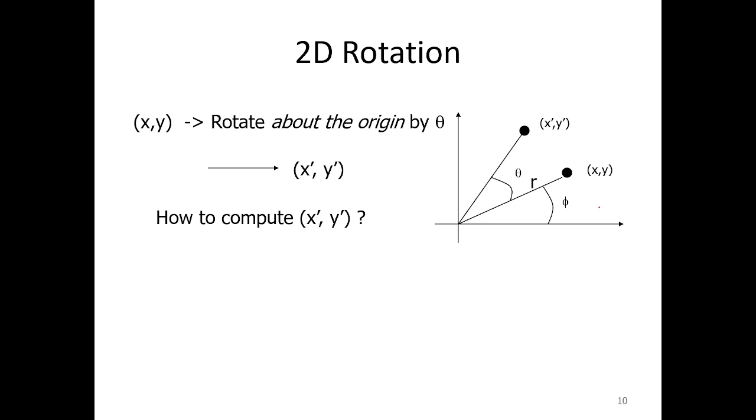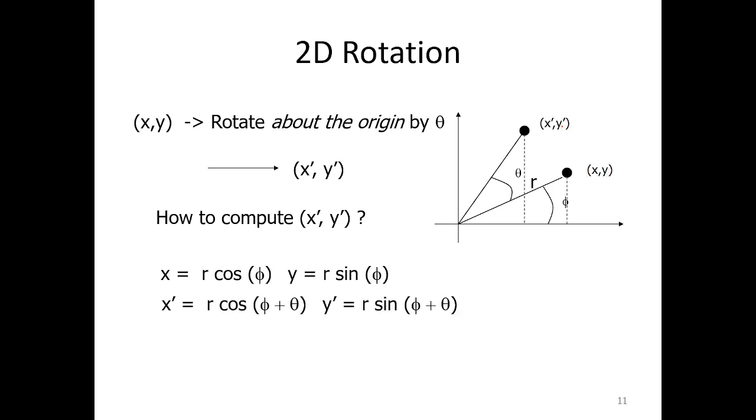x comma y rotated about the origin by theta gives x dash comma y dash. Now we compute x dash y dash. x equal to r cos of phi, y equal to r sin of phi. Then x dash equal to r cos of phi plus theta, y dash equal to r sin of phi plus theta.